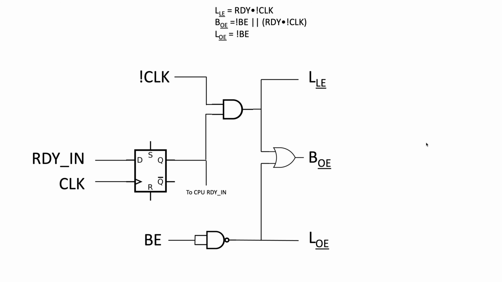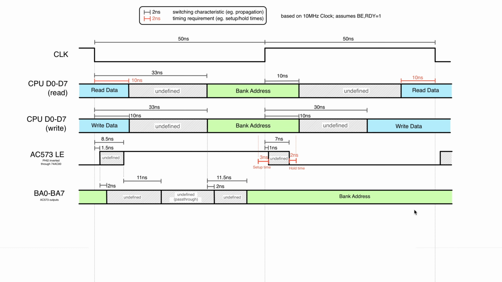So this is what it looks like. You see that we are clocking the ready input with a clock signal and ensuring the output only changes on the rising edge of the clock. And so we can send this into our control logic for the buffer and the latch, and also to our CPU ready input. And so this will ensure that both the CPU and the control logic react synchronously to our ready change. Okay, so now that we have our control logic finalized, let's look at the timings.